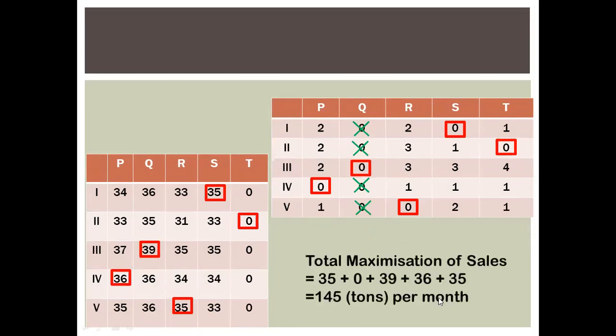So the total maximization of sales is equal to 35 plus 0 plus 39 plus 36 plus 35, which is 145 tons per month. So I hope, class, you all have followed the concept of balanced and unbalanced maximization problems. Next week, we'll be continuing sums related to the next 3 types, that is restricted, alternate solution, and when your number of lines are not equal to the number of rows and columns.